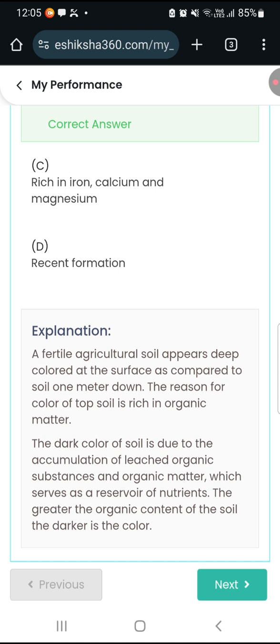The dark color of soil is due to the accumulation of leached organic substances and organic matter, which serves as a reservoir of nutrients. The greater the organic content of the soil, the darker is the color.